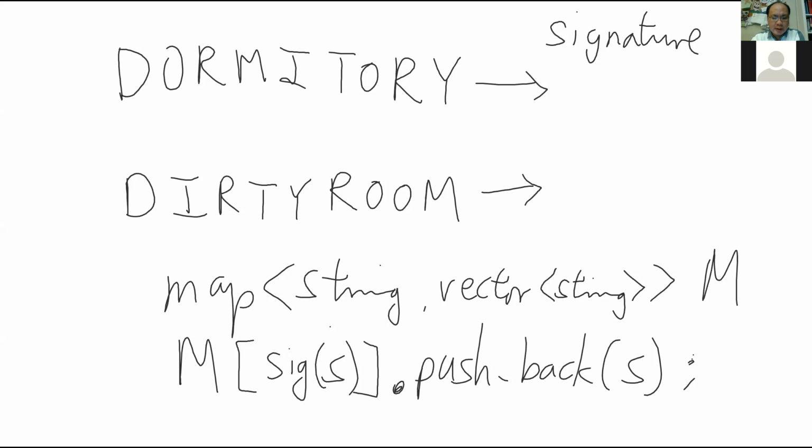Signature basically sorts the string, and this will collect in each entry in the map all the strings that are anagrams of each other. Okay, so anagram is one problem that you can easily do just by counting how many letters of each kind you have. And another way to count is actually just sorting.